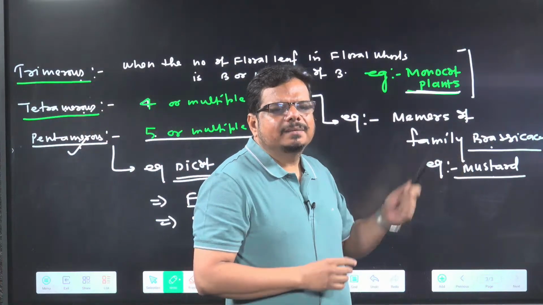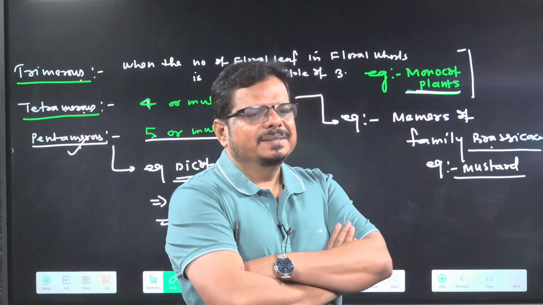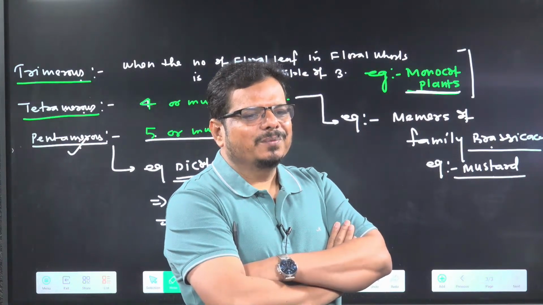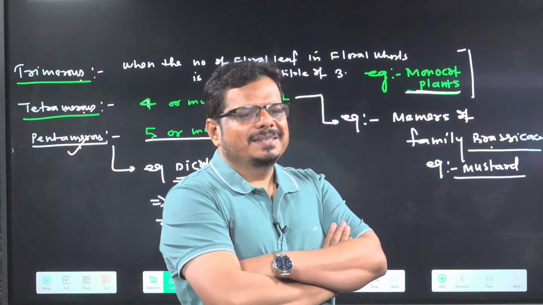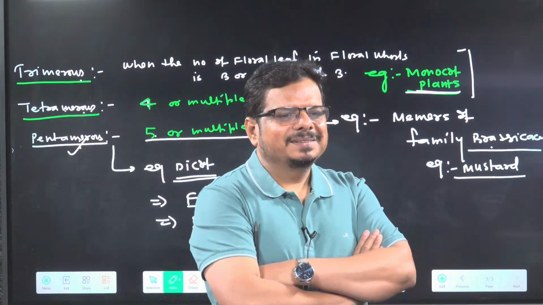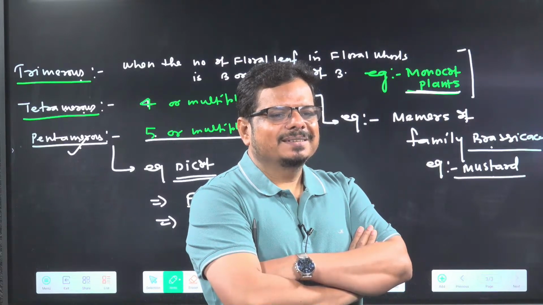Brassica is a monocot or dicot? Tell me. Mustard is a monocot or dicot? Right, fastly. Mustard is a dicot. Which type of fruit is present in mustard?